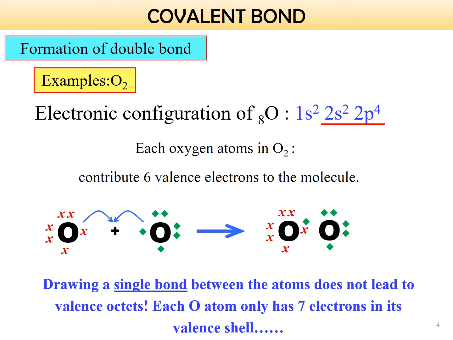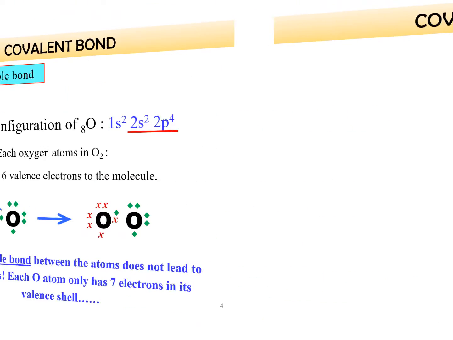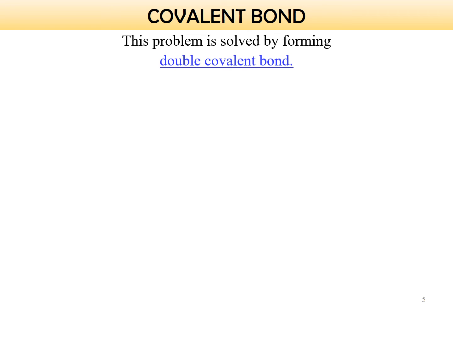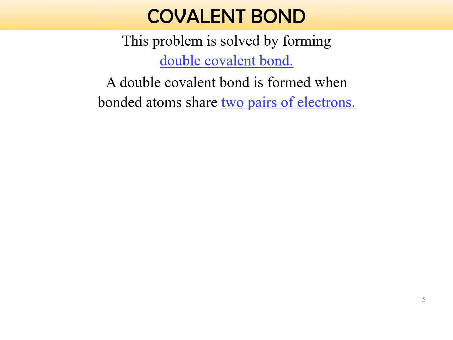Drawing a single bond between the atoms does not lead to a valence octet. Each oxygen atom only has 7 electrons in its valence shell. So, how do we solve this problem? This problem is solved by forming a double covalent bond. Two oxygen atoms can both achieve a stable structure by sharing two pairs of electrons.